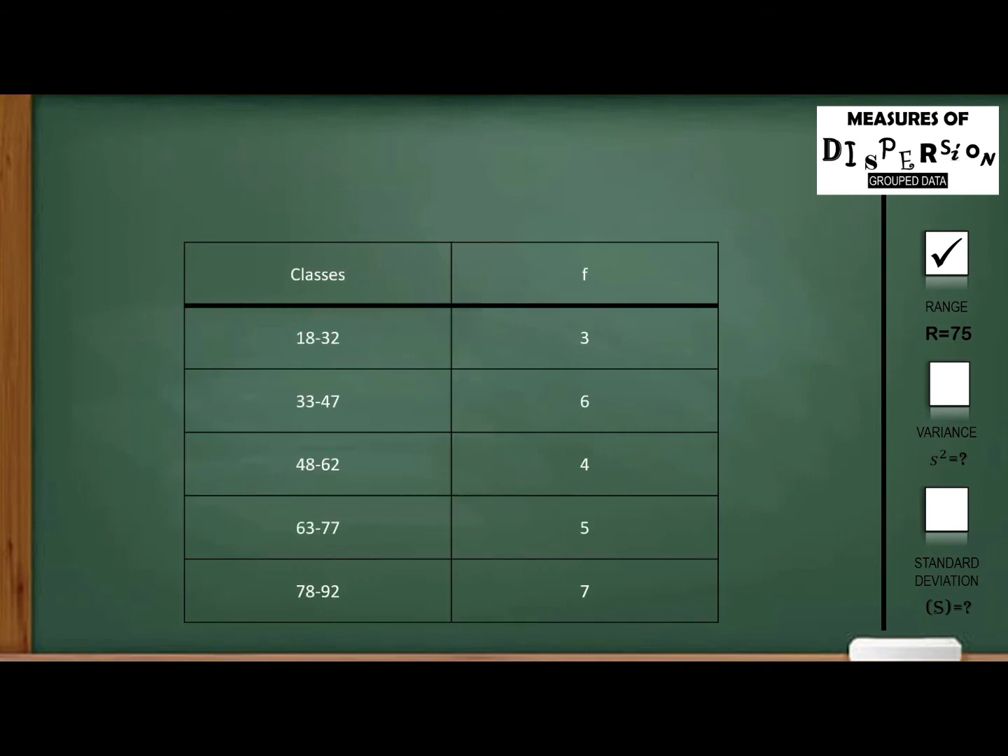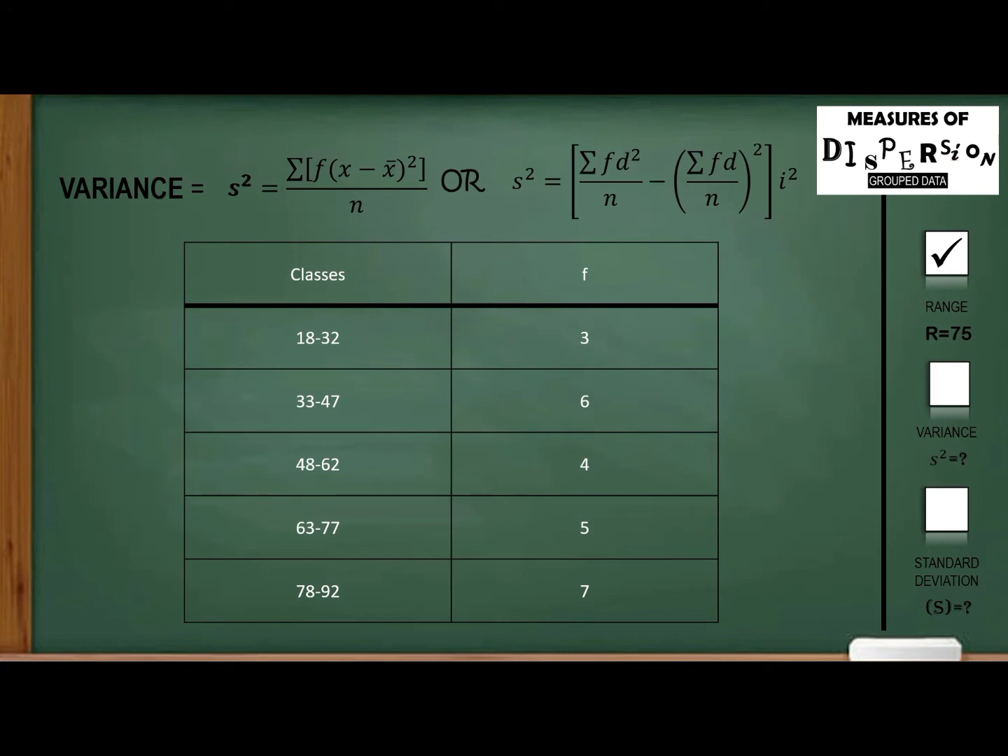Using the same table, let us now get the variance. Remember that the variance is... To compute for its variance, we have two distinct formulas. Either of these two methods will reach the same value of variance. Let us first calculate it using the first formula.